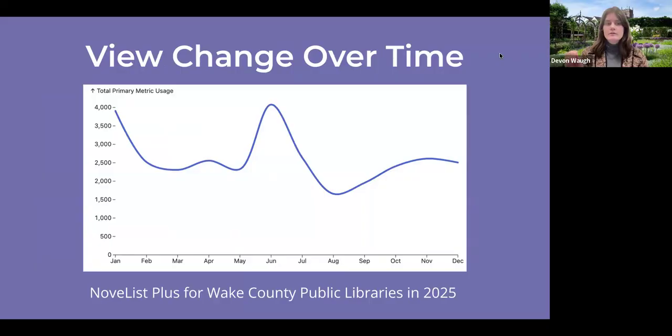This is a view of Novelist Plus usage for Wake County Public Libraries last year. So you can see there was high usage around January. Things get a little bit lower, and then they pick back up again around summer reading, which makes sense. And then things pick back up again as more titles are getting published in the fall around the holiday season.